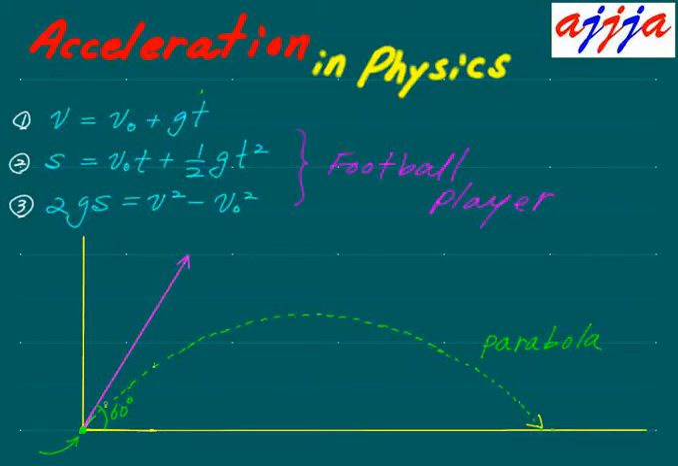So this parabola, then the question is this one. You kick this one, you know how fast the initial velocity, which is the v0, was, let's say, 20 meters per second. Then how far is this ball going to go? That means we want to know this horizontal distance, which is, let's say, x.